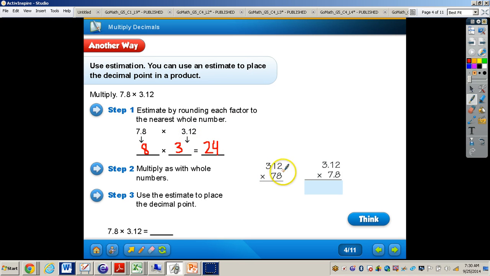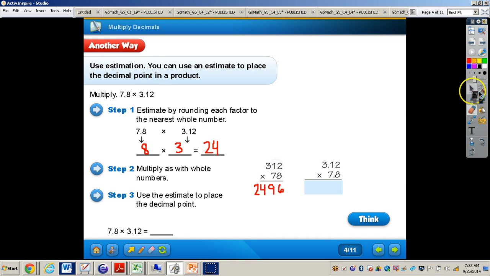We have 8 times 2, which gives us 16. Put our 6 here, carry our 1. Now we have 8 times 1 is 8, plus 1 is 9. And then we multiply 8 times 3, which is actually 8 times 300, because that 3 represents 300. So 8 times 3 gives me 24 for my first partial product.